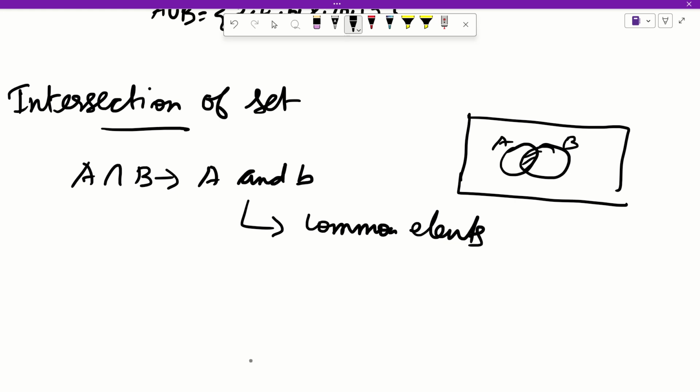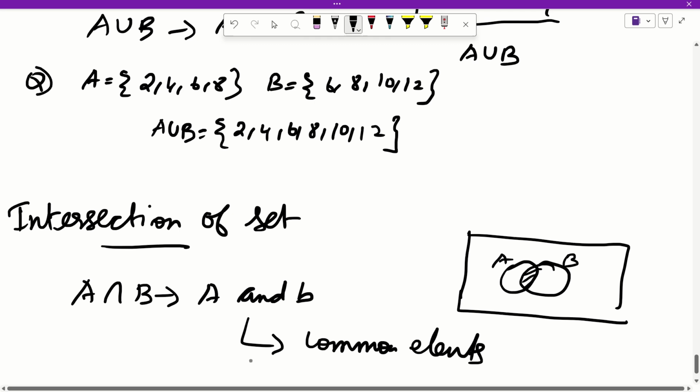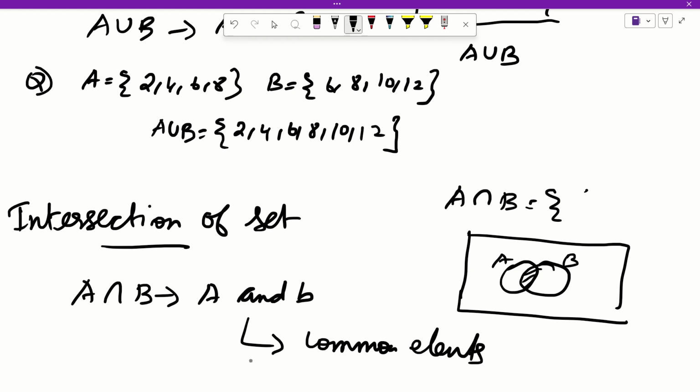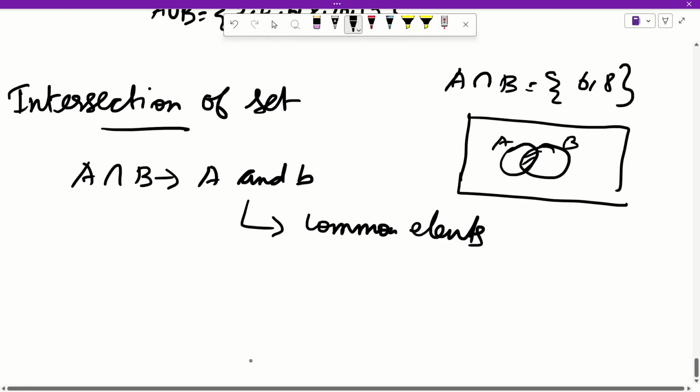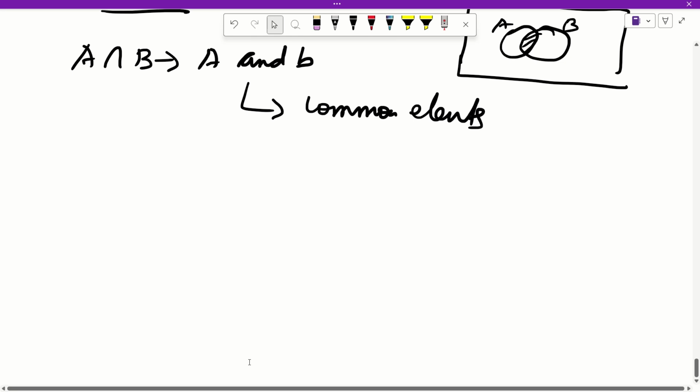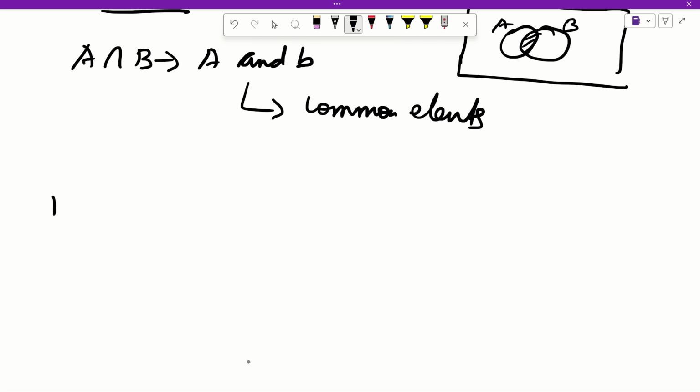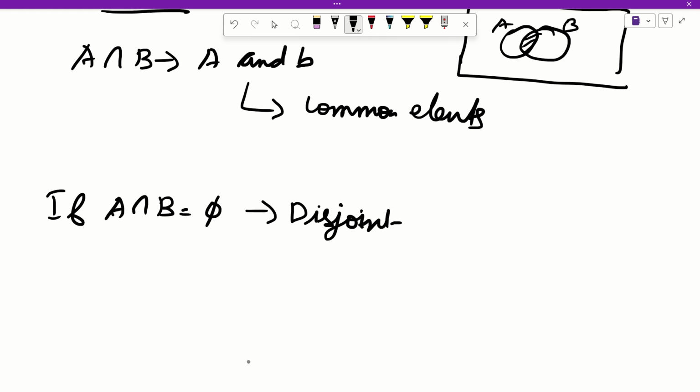So based on the above example, what is A intersection B? In this example, A intersection B will be the common elements. It will be just 6 and 8, right? Yeah. Okay. If A intersection B is equal to φ, that is a null set, then those sets are called disjoint sets. Disjoint sets. Okay.